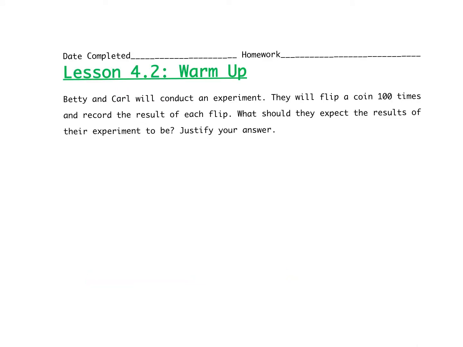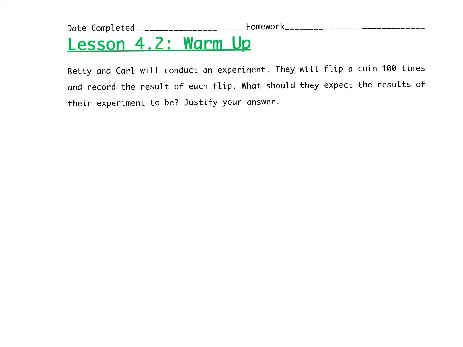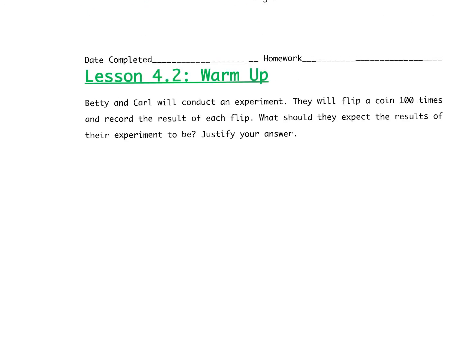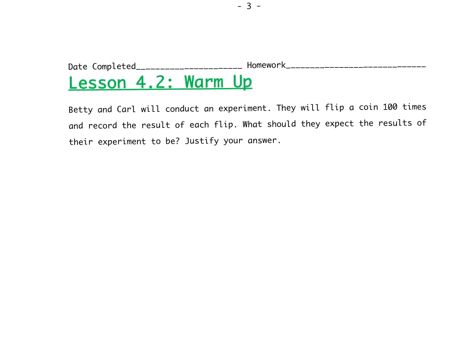Let's start by going to the warm-up. This would be on page 4. Betty and Carl conduct an experiment. They will flip a coin 100 times and record the results of each flip. What should they expect the results of their experiment to be? Justify your answer. So let's talk about first, what are the options?